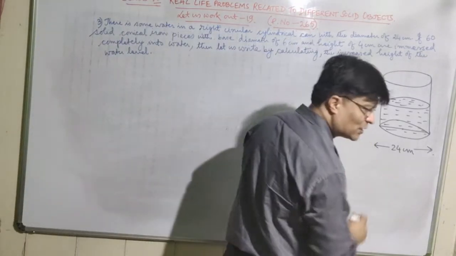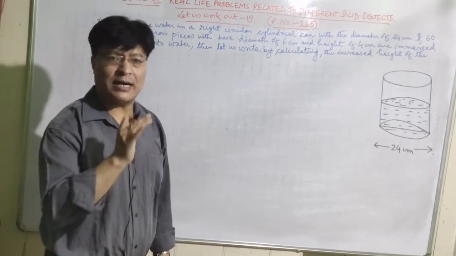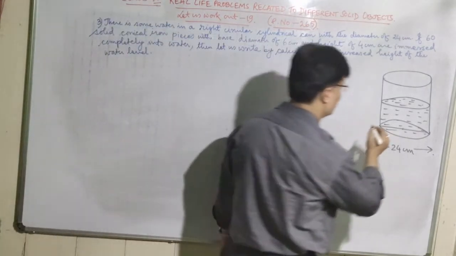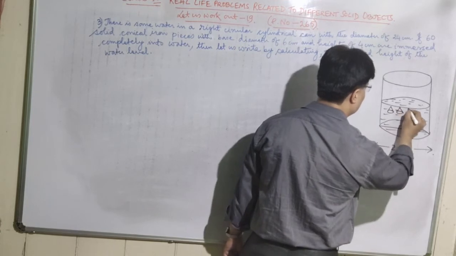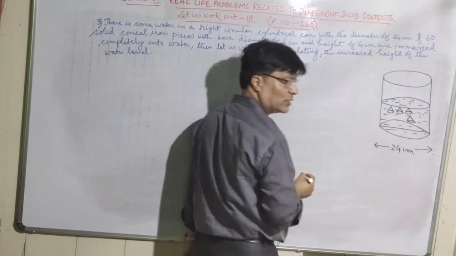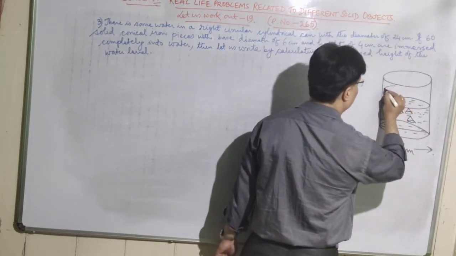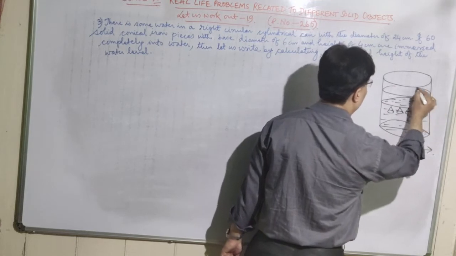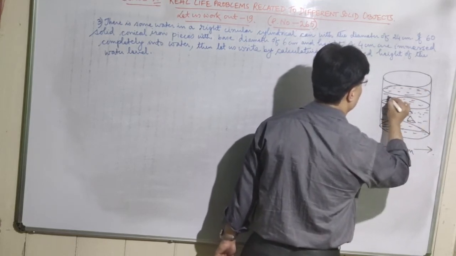So how many pieces of conical iron shaped are immersed into it? 60 pieces. There are 60 pieces like this. Conical shaped. So what happens to the water level? It will rise. The height of the water level will rise.